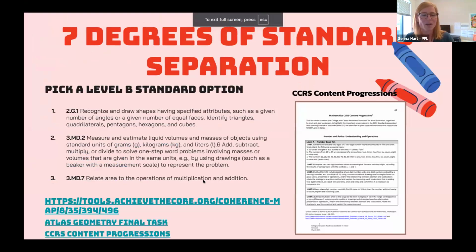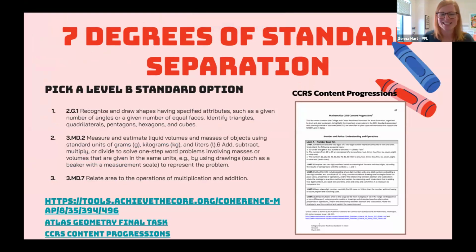All right. So we have gone through quite a few resources. And as a teacher, I always love having time to actually look at the resources that presenters are sharing with me. So now we're going to do a little 7 degrees of standard separation. If anybody's kind of familiar with that 7 degrees of Kevin Bacon separation, everything leads back to Kevin Bacon. Everything leads back to the standards here.